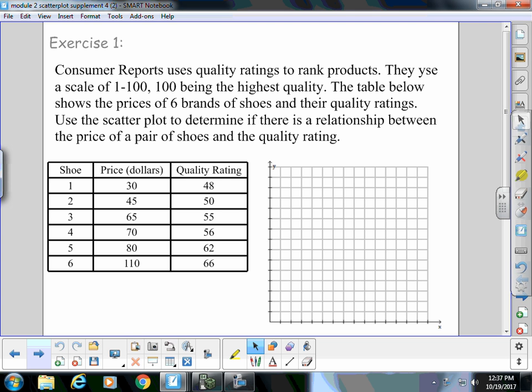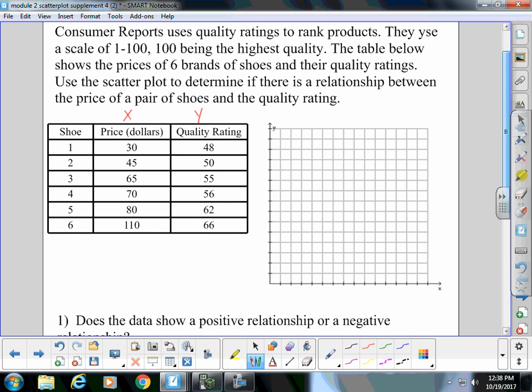Exercise 1. Consumer Reports uses quality ratings to rank products. They use a scale of 1 to 100, 100 being the highest quality. The table below shows the prices of 6 brands of shoes and their quality ratings. Use the scatter plot to determine if there is a relationship between the price of a pair of shoes and the quality rating. The numbers underneath the category of shoes are just the 6 pairs of shoes. We're using the price for X and the quality rating for Y. So let's go ahead and plot those points.